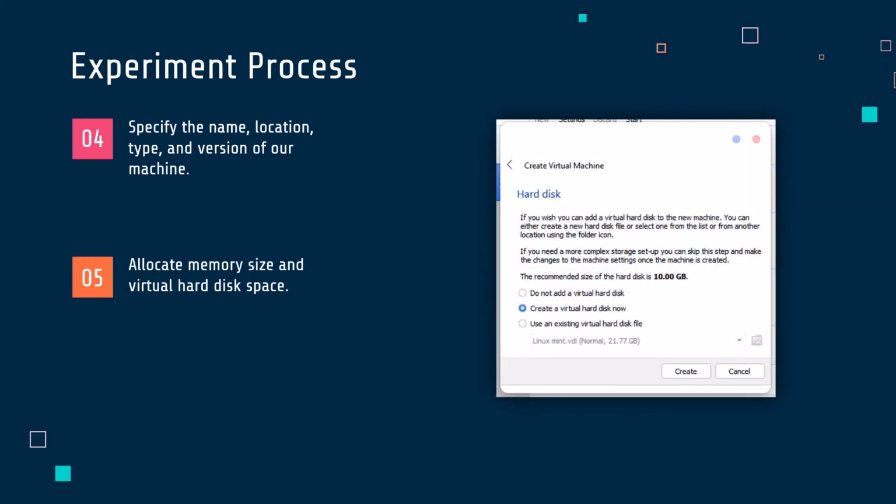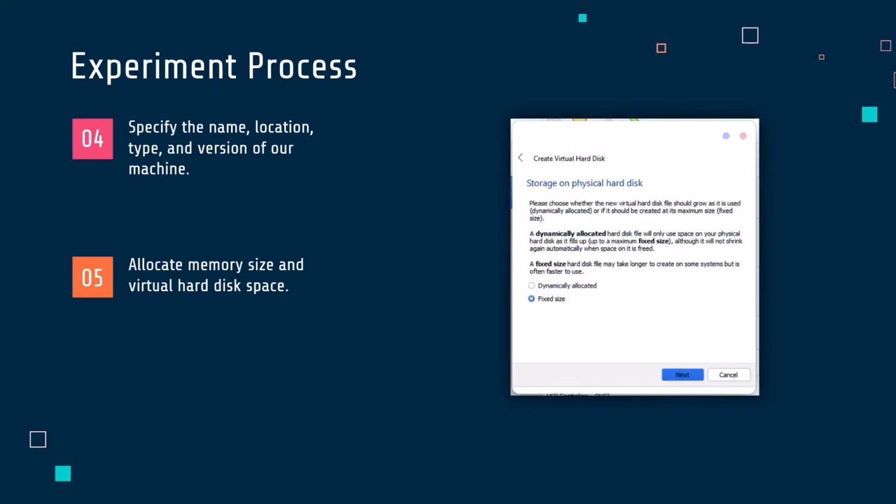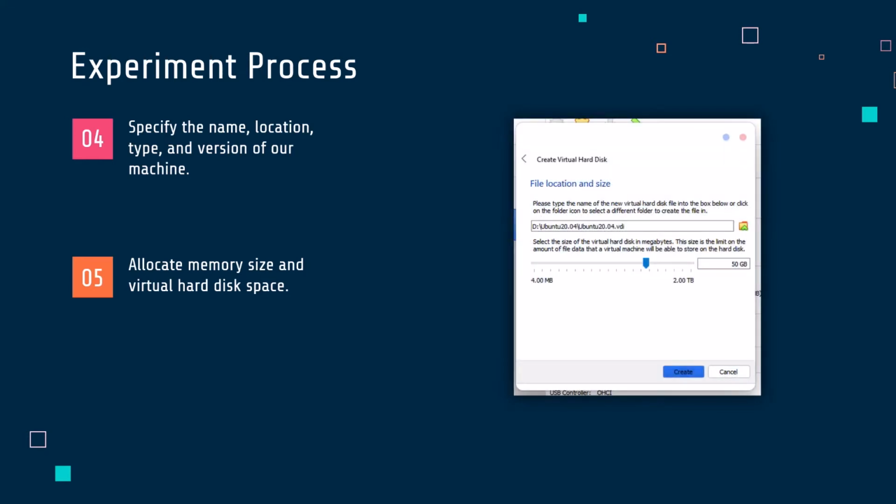Accept the default Create Virtual Hard Drive Now. Then continue to accept the default VDI drive file type. Then change the storage type to fixed size to increase the system's performance. Then choose your desired virtual hard drive space. In this experiment, we will allocate 50 gigs to avoid running out of space. Now click Create.